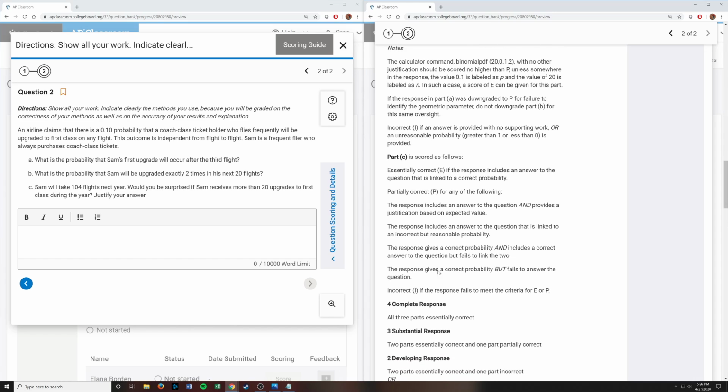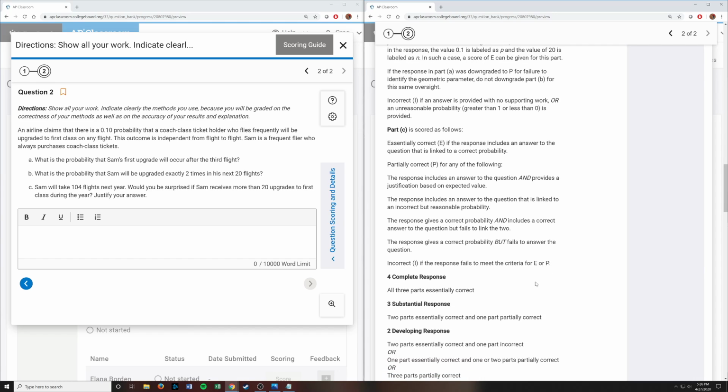You can also get a P if you give a correct probability but don't answer the question. Okay, so if you leave that number naked and don't say anything, on this test you would have gotten a P there. So just write a response in context. This is unlikely because it says that he only has a probability of 0.0014 of getting more than 20 upgrades to first class during the year. Whatever. Okay. It's an I if you don't do that.